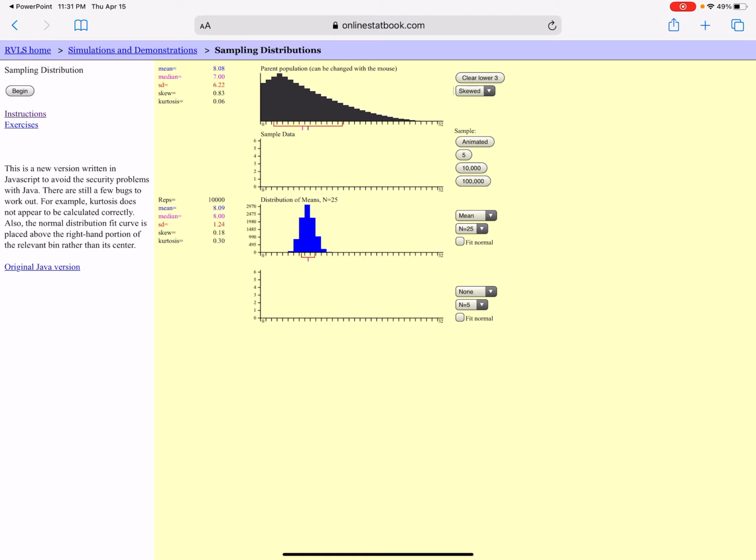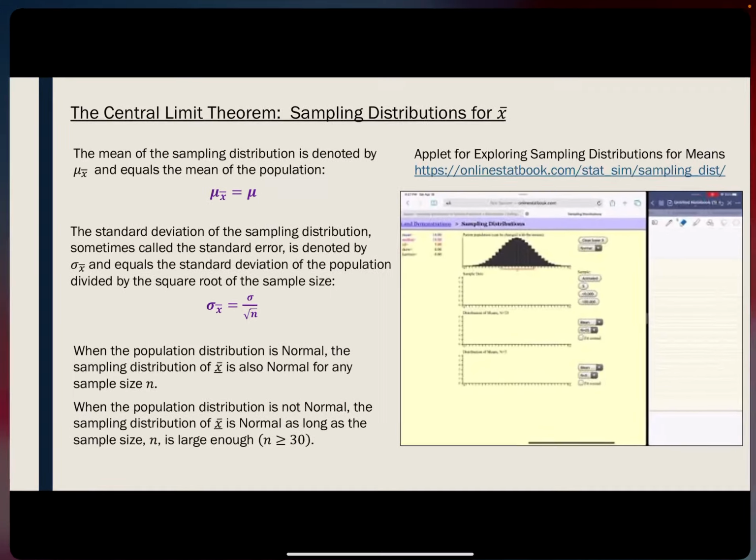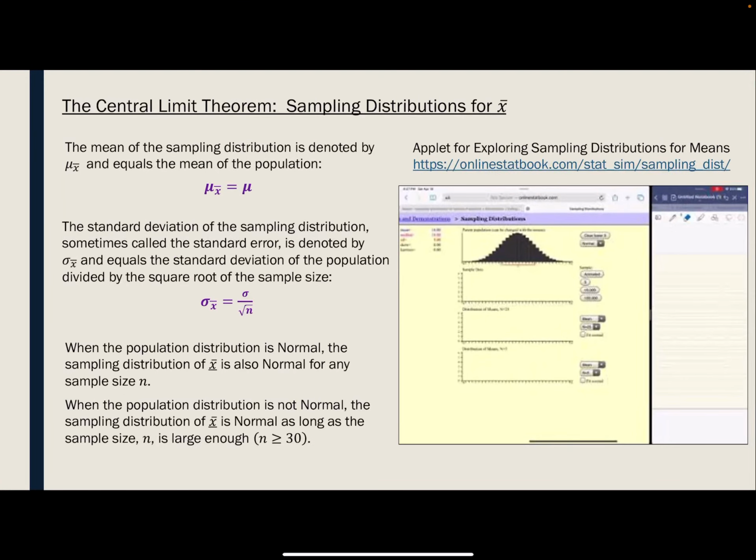So let's go back to the slides. What this is saying is that the mean of the sampling distribution, so the mean of all the means, is the population mean. I know that's kind of crazy. And the standard deviation of all of the sample means is the standard deviation of the population divided by the square root of n. And you can actually see that in the video with this applet.